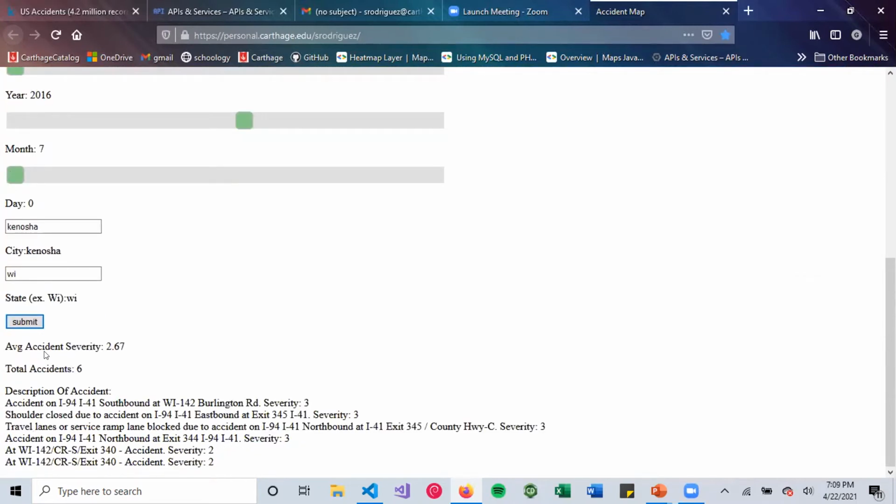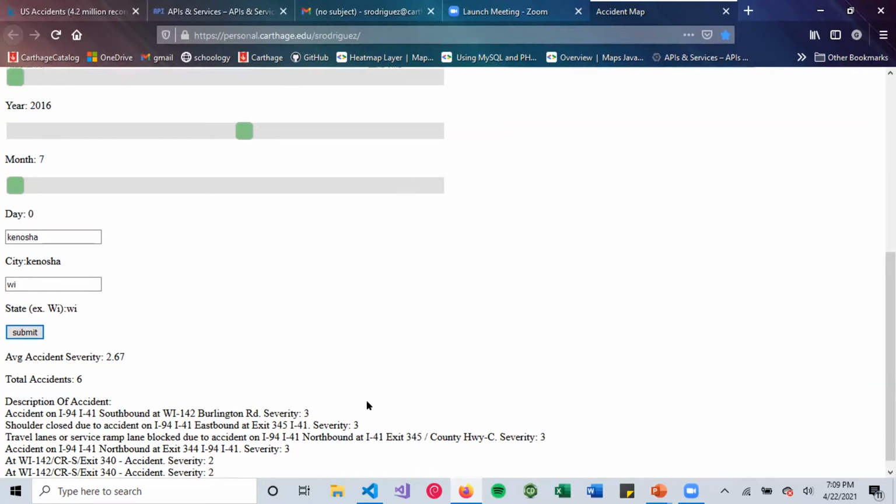In this month, July, on the beginning, there was an average severity of 2.67, and it's showing that in that month, 6 accidents occurred, which is surprising, but probably Kaggle didn't have all the access to Kenosha, because I really feel like there's more. And I show the description and the severity of each one.